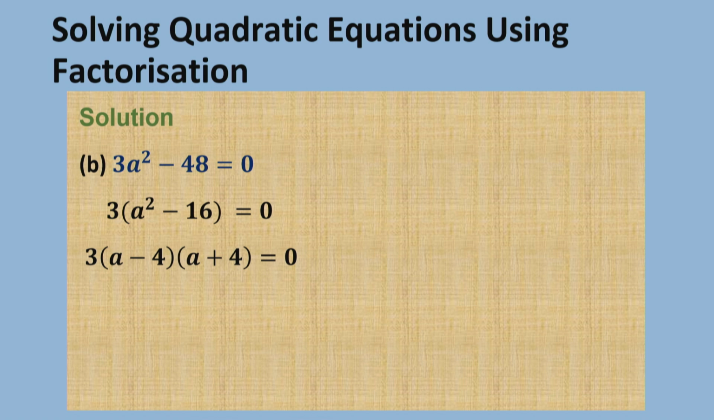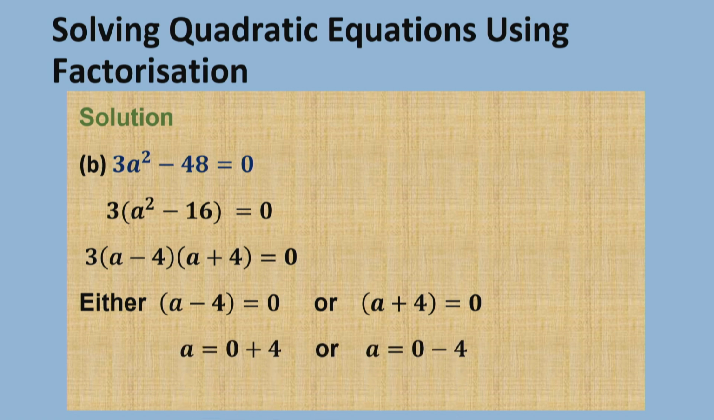And then how do we solve? Well, either or. So either a minus 4 equal to 0 or a plus 4 equal to 0. Now, you may ask yourself, but what happened to the 3? Well, 0 divided by 3 is always 0. So a will be equal to 0 plus 4 or a equal to 0 minus 4. So that's a equal to 4 or a equal to minus 4.